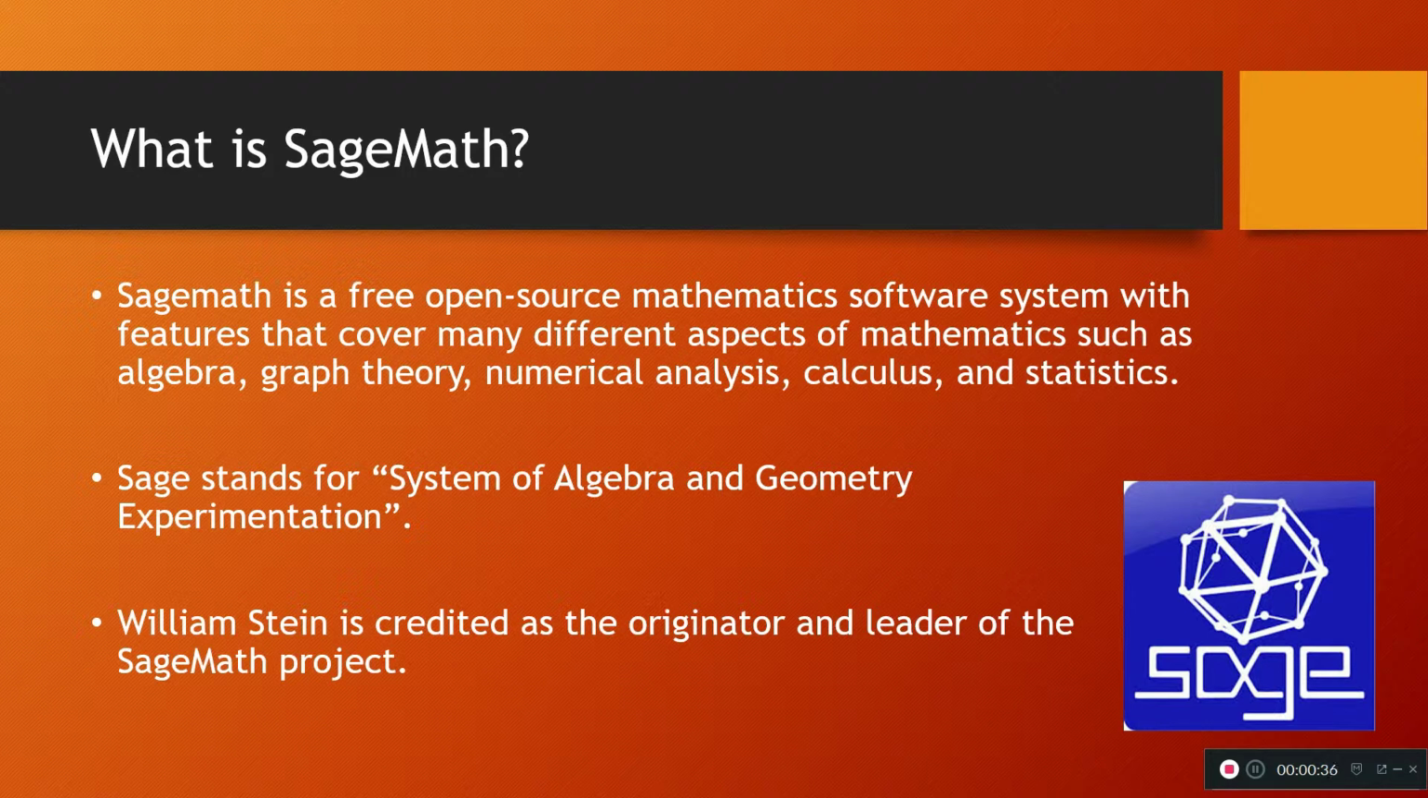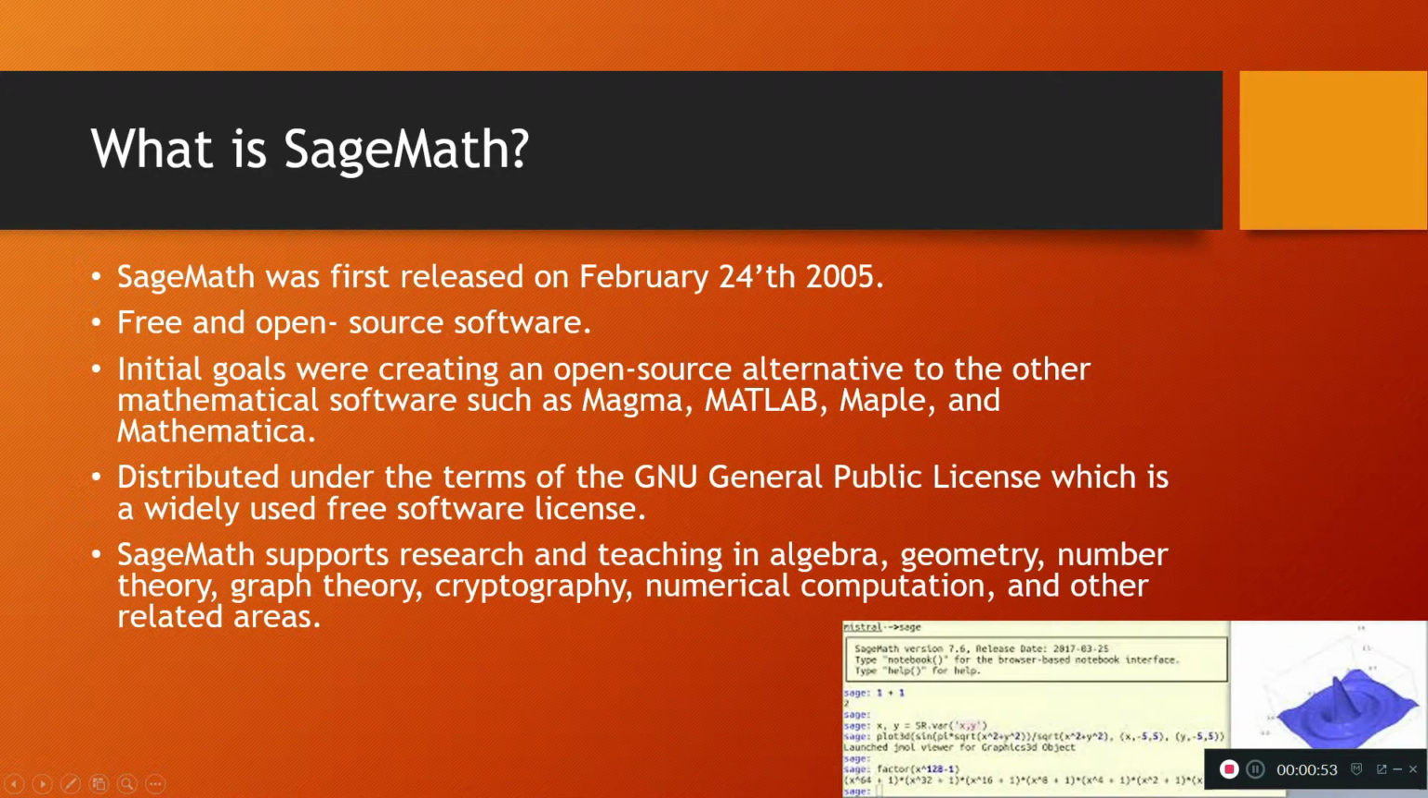SAGE stands for the System of Algebra and Geometry Experimentation, and the credited originator and leader of the SageMath project is William Stein. And right here you can see this is their logo. So SageMath was first released on February 24th of 2005, and as I said before, it is free and open source, meaning anybody can download it and anybody can edit it that they allow.